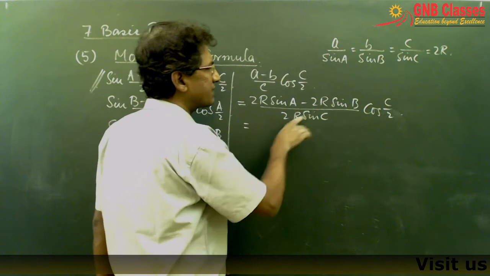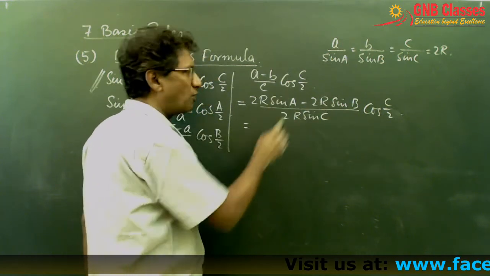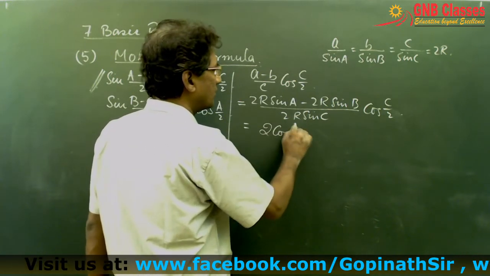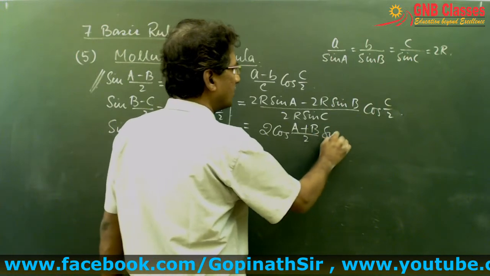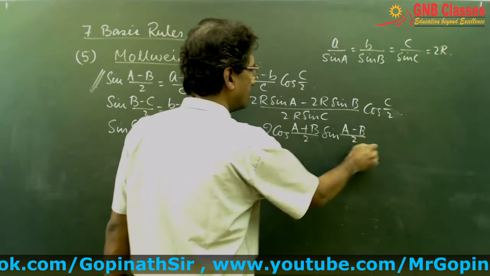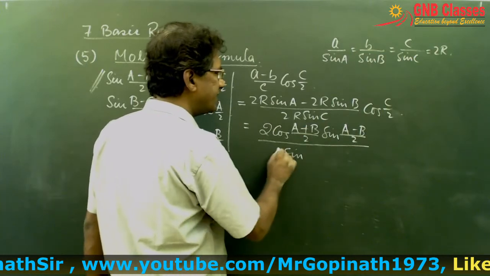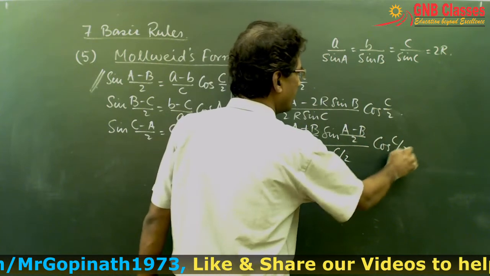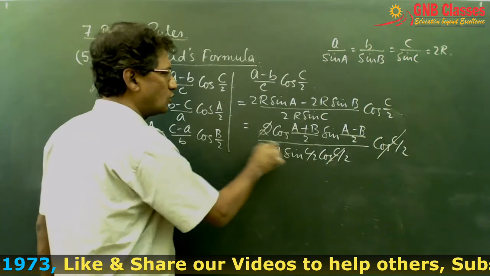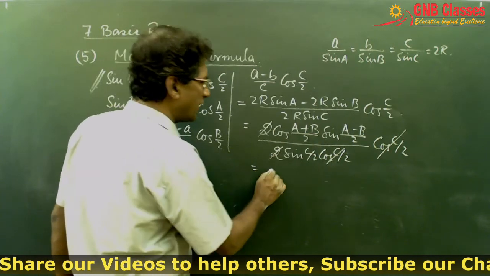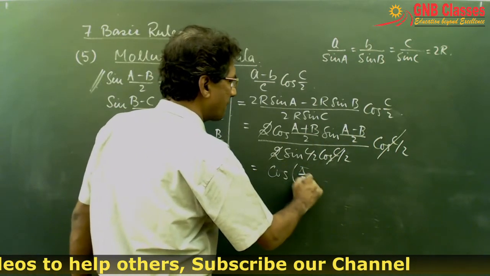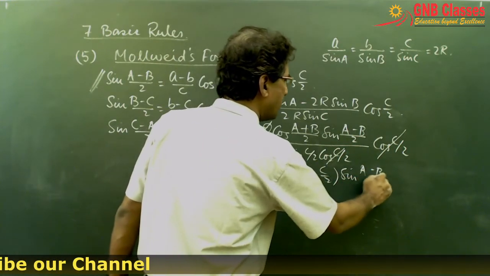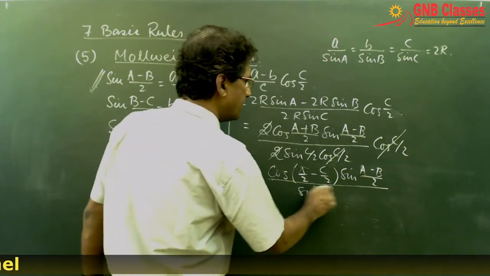So we are left with (sin A − sin B)/sin C times cos(C/2). I am applying the formula for sin C − sin D. Sin C can be written as 2 sin(C/2) cos(C/2). This cos(C/2) goes off, 2 goes off. Cos((A+B)/2) can be written as cos(π/2 − C/2), times sin((A−B)/2), divided by sin(C/2).